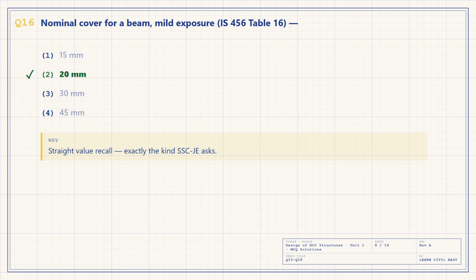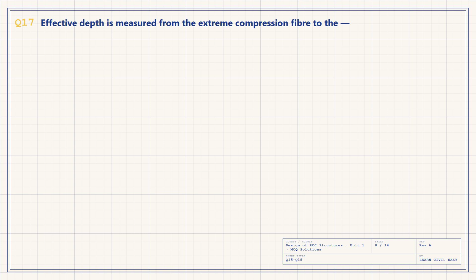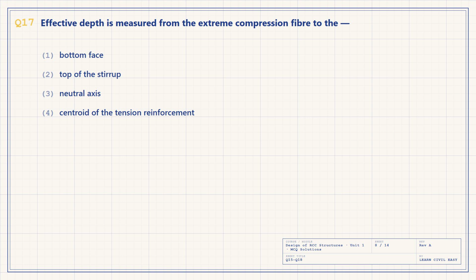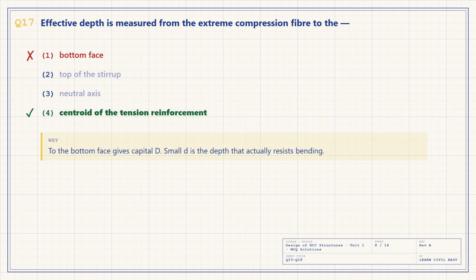Question 17. The effective depth is measured from the extreme compression fiber to option 4, the centroid of the tension reinforcement. Not the bottom face, that gives you capital D, the overall depth. Small d is the depth that actually resists bending.